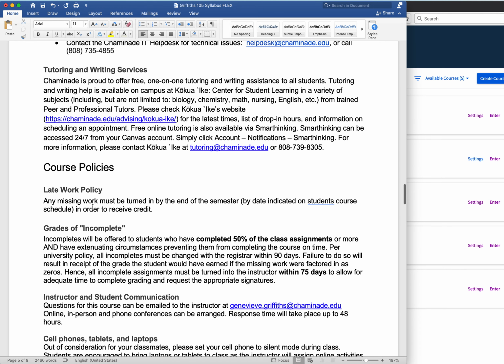For some of the course policies, the late work policy doesn't really apply to the Flex program. Basically, just make sure that all of your missing work is in before you send me that email that says, hey, I'm finished with the course and I'd like you to compile my grade. If you do hit that 6-month mark, however, you might have to reach out to me for an incomplete.